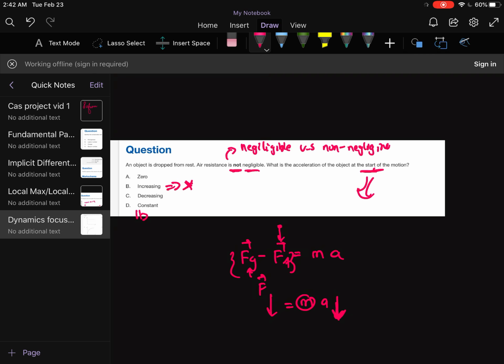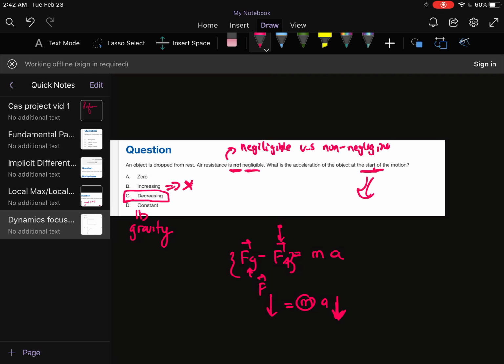Constant. The acceleration would be constant if air resistance was negligible, meaning that only gravity is the sole reason why the object is accelerating downwards. Meaning that the acceleration will be decreasing as soon as you release the ball, because once you release the ball, the net force will be between gravity and the air resistance force. Keep that in mind.